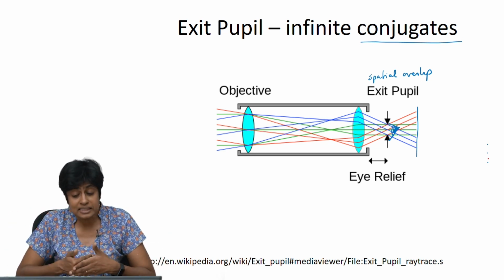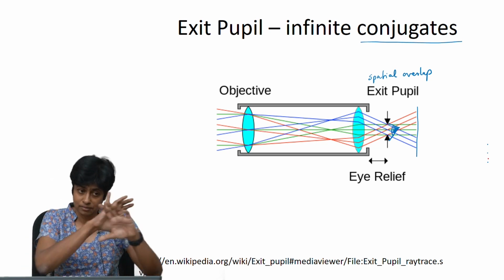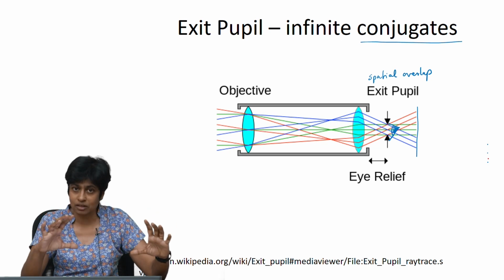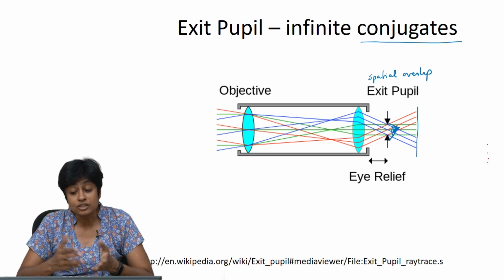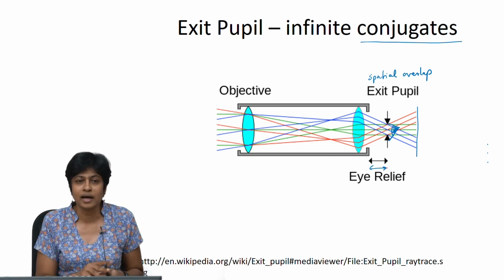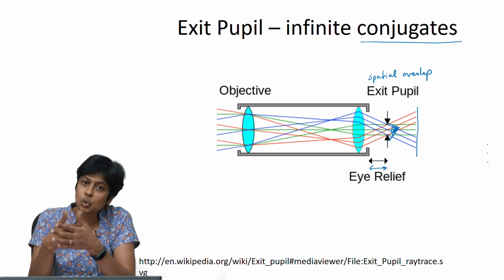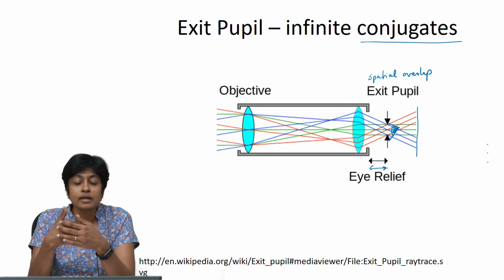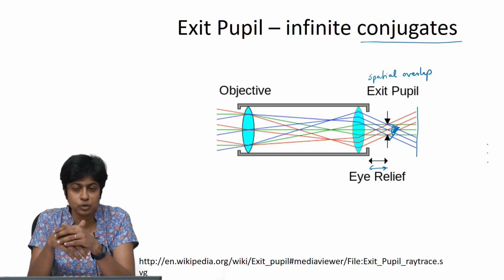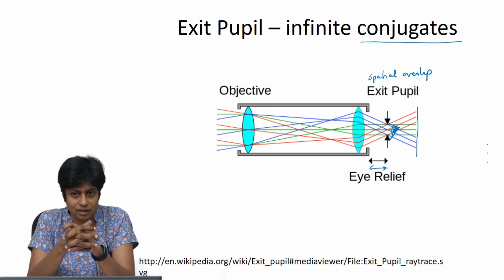Okay. Now the distance between the exit pupil and the outer casing of your optics is called the eye relief, and it should be fairly clear why it's called the eye relief, because of course if the exit pupil is too close to the outer edge, it will be very uncomfortable when you're viewing. You need to have a little space, and that space is called the eye relief.